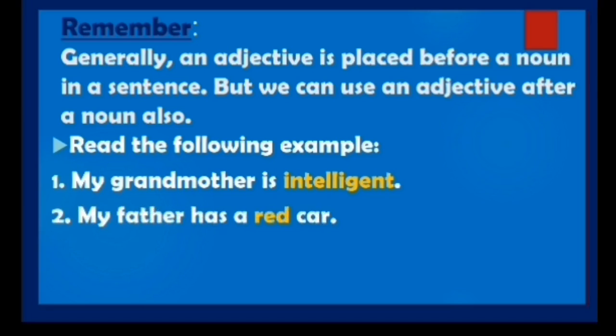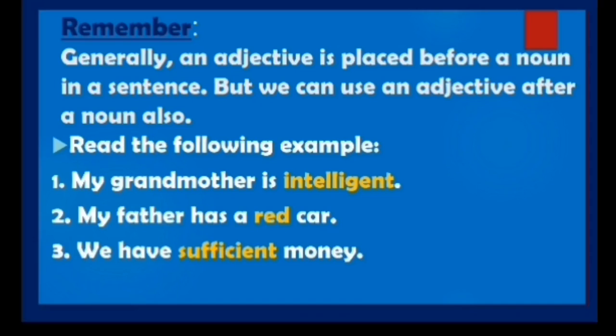My father has a red car. The adjective red describes the car. It describes the color of the car. In this sentence, the adjective is placed before the noun it describes. We have sufficient money. Sufficient tells the amount of money we have. It describes the amount of money. In this sentence also, the adjective is placed before the noun it describes.